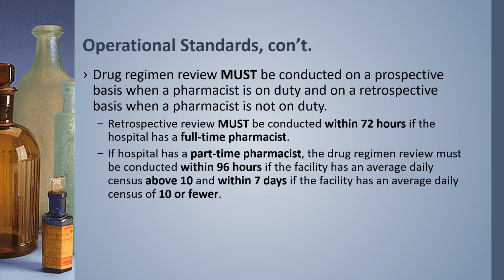Lastly, and more numbers and times to jot down on your worksheet, a drug regimen review must be conducted on a prospective basis when a pharmacist is on duty and a retrospective basis when a pharmacist is not on duty. Retrospective review must be conducted within 72 hours if the hospital has a full-time pharmacist. If the hospital has a part-time pharmacist, the drug regimen review must be conducted within 96 hours if the facility has an average daily census above 10, and within 7 days if the facility has an average daily census of 10 or fewer. I know, there's a lot of numbers there. It turns into number soup real quick.